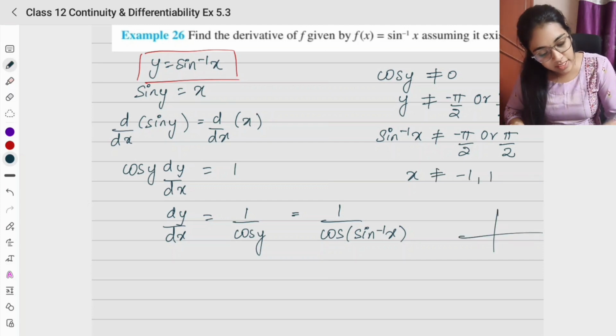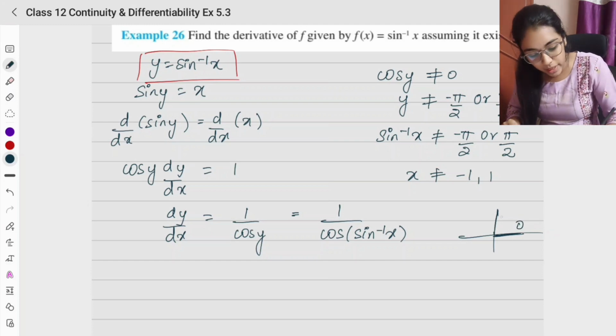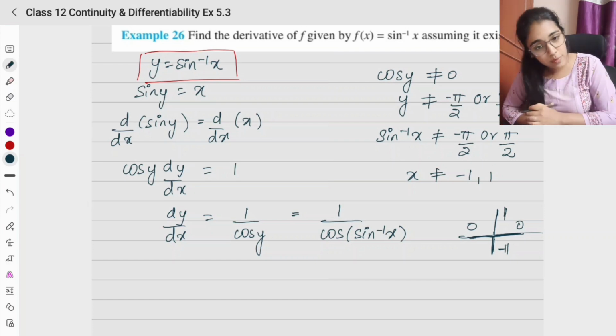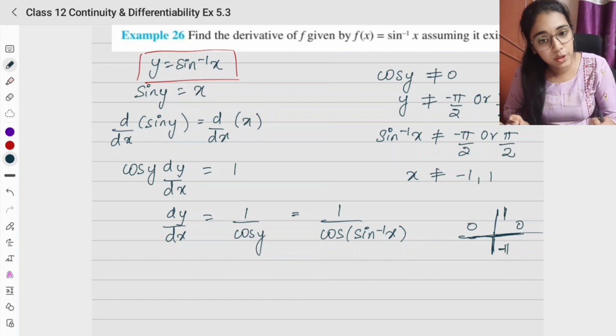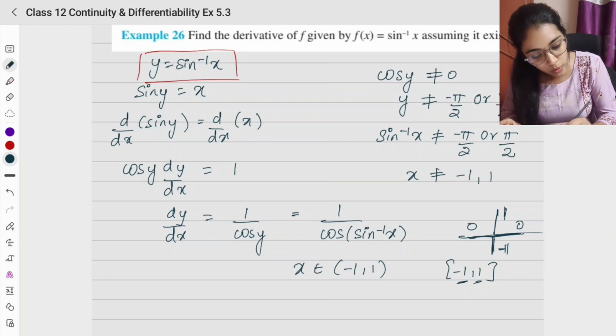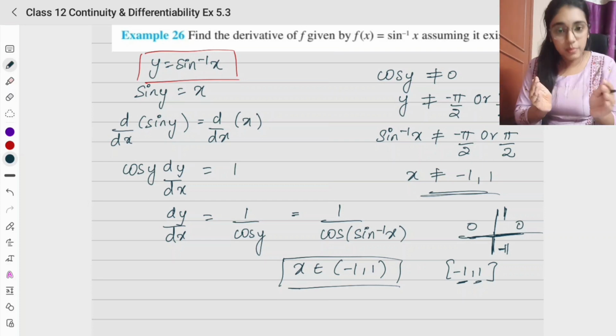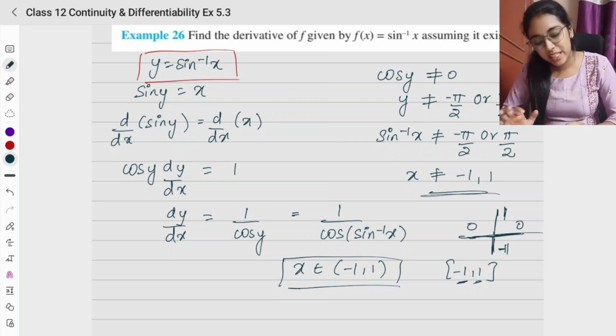Correct? Where does sin come from? Here sin 0 is going to be 0. Sin pi by 2 is 1. Sin pi is equal to 0. Sin of minus pi by 2 is again going to be minus 1. So x value should not be equal to minus 1. So what is your range going to be? x belongs to minus 1 to 1. With square brackets, it includes minus 1 and 1. But here it should not be equal to minus 1 and 1. So what is my range? x belongs to minus 1 to 1 inside curved brackets. Correct? Not square brackets.